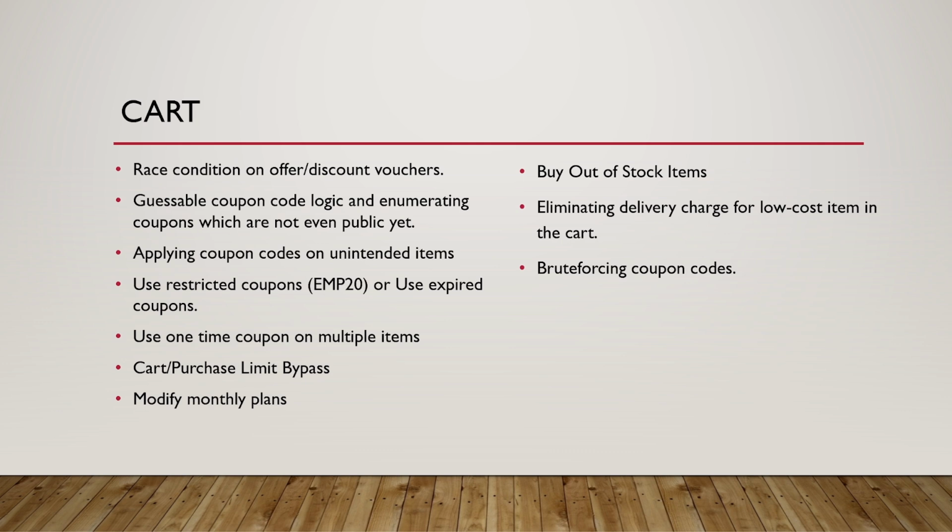Okay, the next one doesn't come under business logic error vulnerabilities, but I still mention it here because we were talking about coupon codes. You can brute force coupon codes and see if rate limiting is there or not. If rate limiting is not there, you can enumerate coupon codes. Some of the coupon codes might not be supposed to be public, right? So you can do things like that.